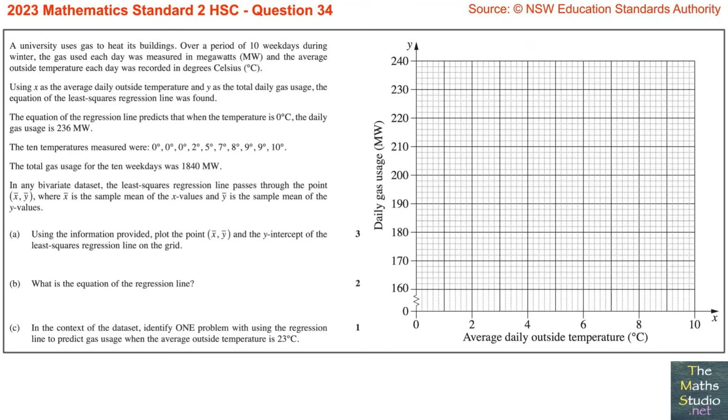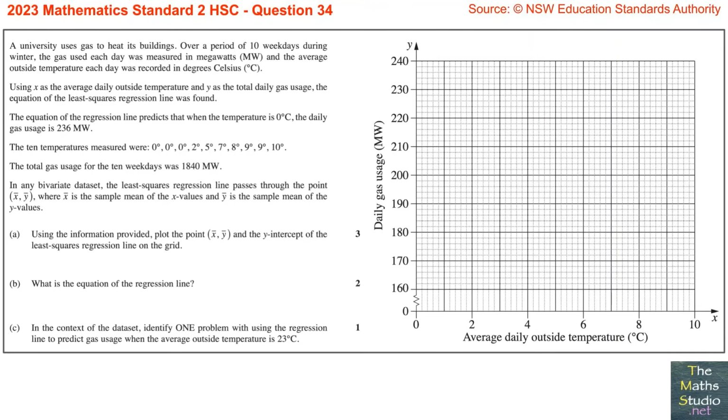Question 34. A university uses gas to heat its buildings. Over a period of 10 weekdays during winter, the gas used each day was measured in megawatts, and the average outside temperature each day was recorded in degrees Celsius. Using X as the average daily outside temperature and Y as the total daily gas usage, the equation of the least squares regression line was found.